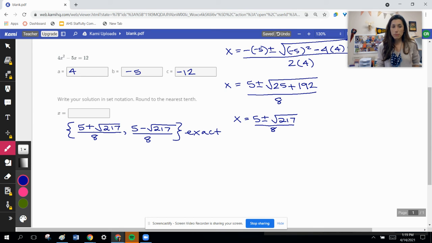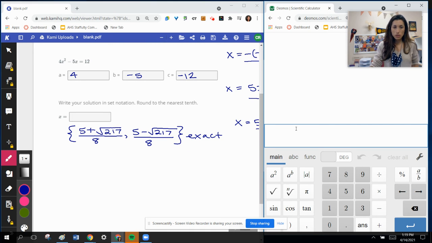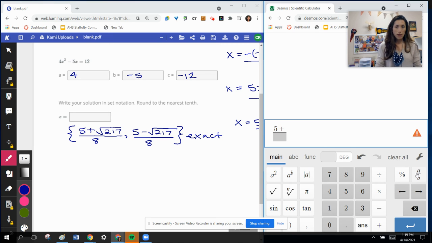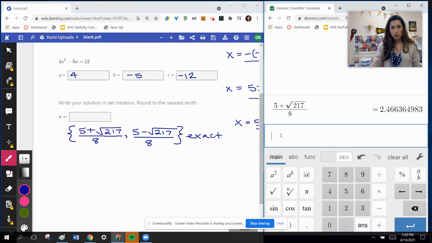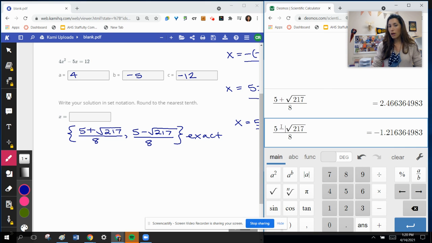If you want to give an approximation, let's open up our calculator here. So if we're putting this into our calculator, I would open up my fraction here, and we've got a 5. We're going to add to that the square root of 217, and we're going to divide that by 8. So this is going to give us an approximation of about 2.5. Now, we're also going to take the same thing, and we're going to subtract the square root of 217. So it's a little easier if I just copy and paste the whole thing and change that plus to a minus. So those would be our two solutions in an approximate form.